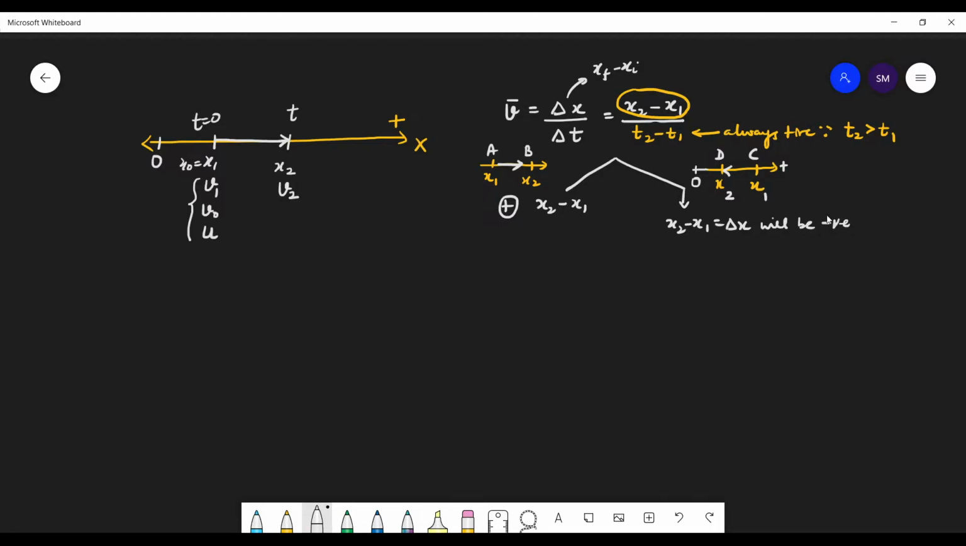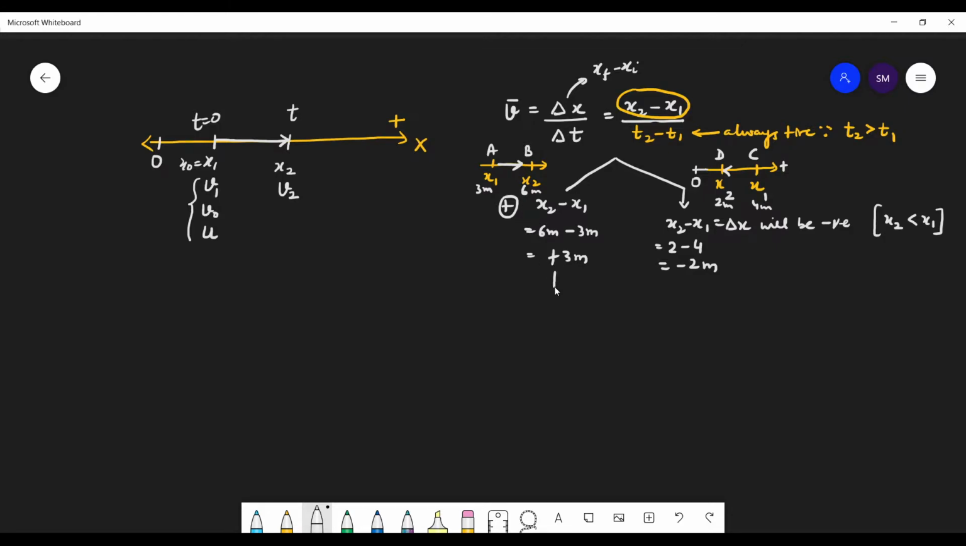So why is it negative? Because see, suppose x2 equals 2 meters and x1 equals 4 meters. So obviously x2 is lesser than x1. So we'll get here final position 2 meters minus 4 meters, that's minus 2 meters. Here suppose it was 3 meters and here it is suppose 6 meters. So your answer was 6 meters minus 3 meters, plus 3 meters.